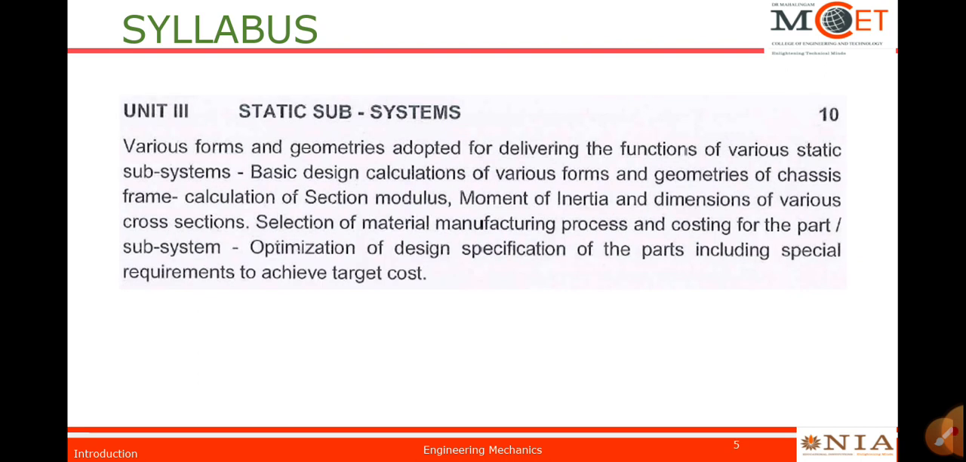And Unit 3 is the static subsystem, so CO2 and CO3 will be converged in Units 3 and 4. This is the static subsystem. Static means that we have to study the mass, geometry, moment of inertia, and section calculation. So all the things, how much cost should be incurred and how much cost should be quoted, we have to study in the static subsystem.